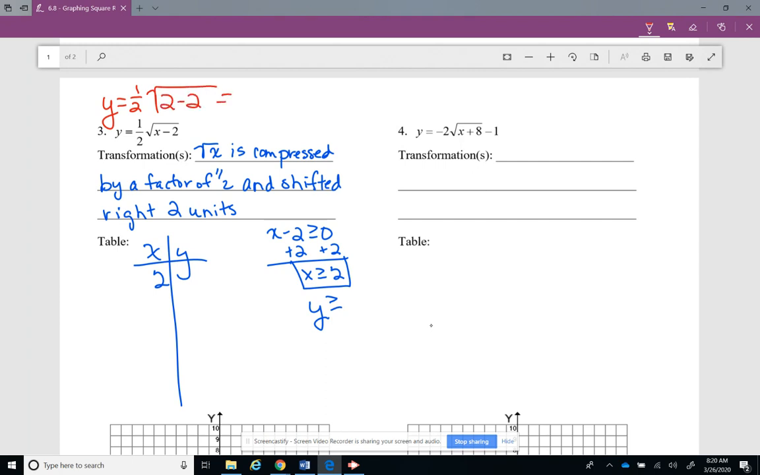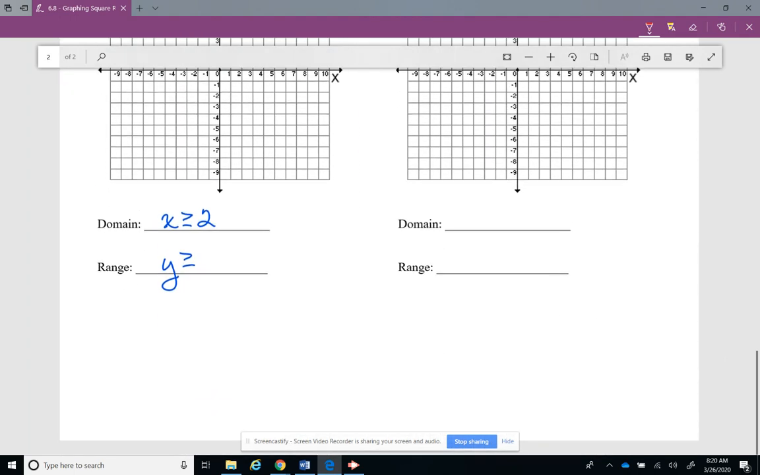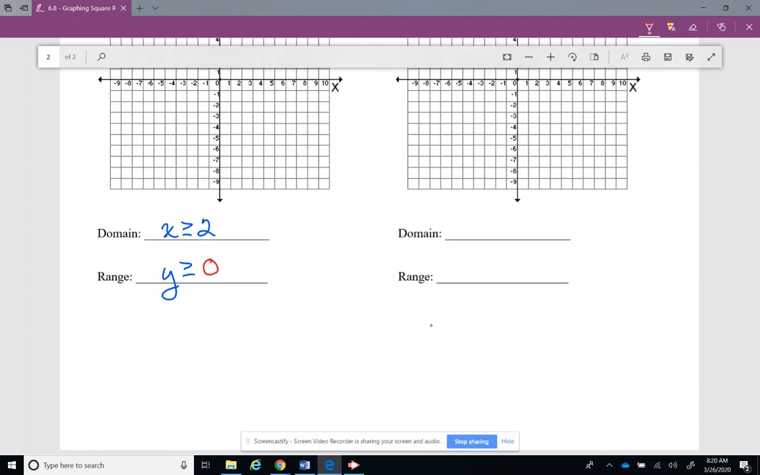Now 2 minus 2 is 0, and the square root of 0 is 0. And anything multiplied by 0 is going to be 0. So I can put my 0 in my table. I can put it over here to the right to show that y is greater than or equal to 0, and then go to the bottom of the page, my range, y is greater than or equal to 0.